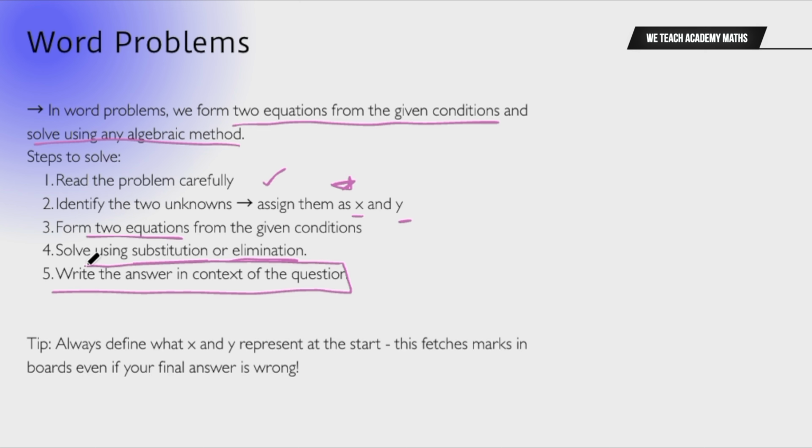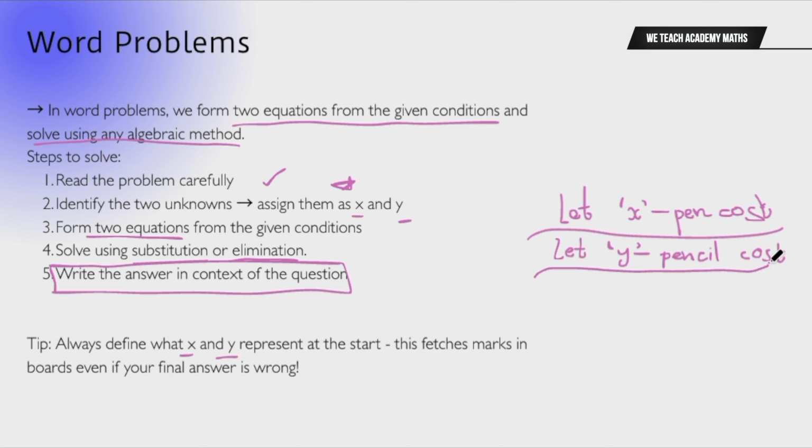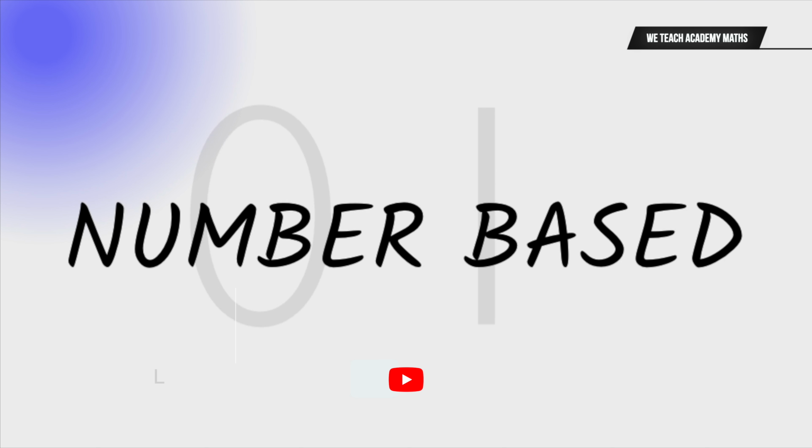It can be the unit, it can be the statement, whatever they have given in the question. The tip is to always define what x and y represent at the start. This gives you more marks in boards even if your final answer is wrong. When you start a question, you let something be x. Suppose they have asked you to find the cost of a pencil and a pen with some given things. You let the pen's cost be x and the pencil's cost be y. Similarly, you solve the entire question, and it will be much easier if you do this, and you will also get some grace marks according to the marking. I'll be showing an example in the coming questions.